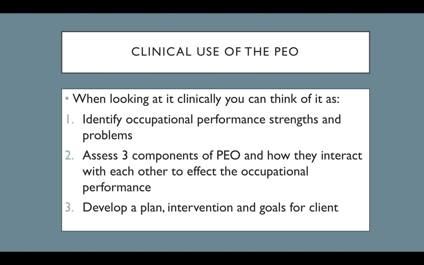So the clinical use of the PEO model: this is a very fluid and flexible model, so it allows you to work with different models and frameworks. So in the original explanation of the model, when you're thinking about it clinically, you can look at it as there's 3 steps when you're using this model. You're first identifying occupational performance strengths and problems. Second, you're assessing the 3 components of the PEO, the person, the environment, and the occupation, and how they interact with each other to affect the person's occupational performance. And then third, you're working with the client to develop a plan, intervention, and goals for this client. And this is really a strength of the model because it can be used for virtually any client, as I said before. And it can be used in a variety of settings.